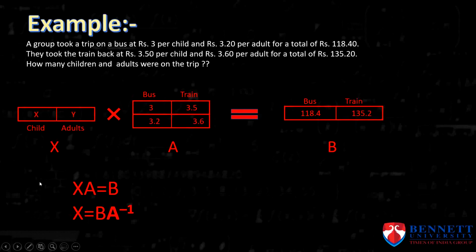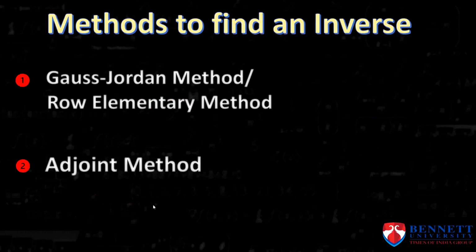So the same rule, we are going to find the inverse. How are we going to find it? We will be learning about that later. There are actually three methods. First one is the Gauss-Jordan method, the row elementary method. Second is the adjoint method, and the third one is partial. But we will be learning about that in another video. So let's talk about the Gauss-Jordan method, which is also known as the row elementary method.